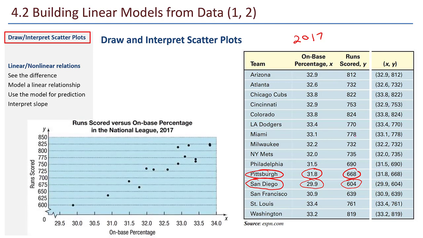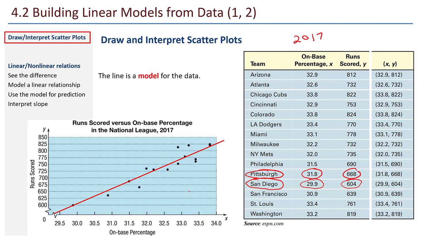So let's see, the Pittsburgh Pirates, I believe 31.8 and 668, so that's the Pittsburgh Pirates right there. And the San Diego Padres at 29.9 and 604, there we go. So every dot on this graph represents some baseball team, and the x-coordinate is the on-base percentage, and the y-coordinate is the total runs scored. Now, this scatter plot, this bunch of points, is kind of linear. It more or less goes in a line, and I can make a line that goes through that cloud of points and more or less approximates where those points lie.